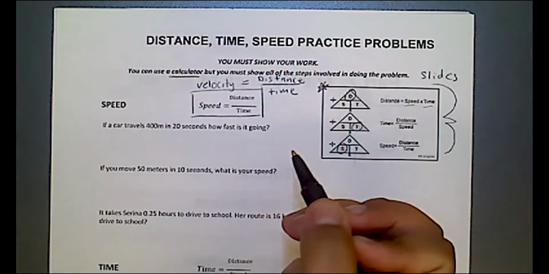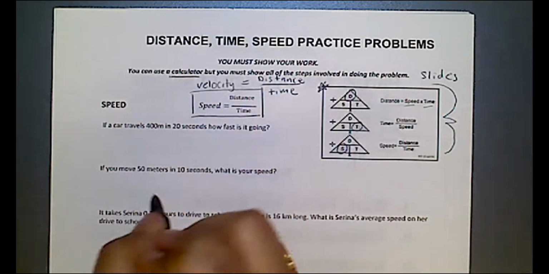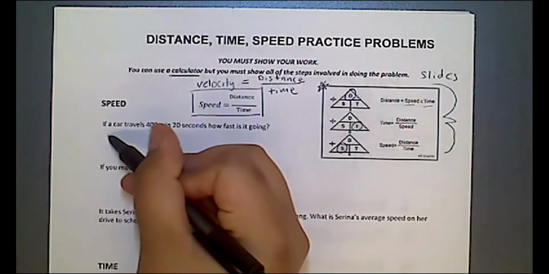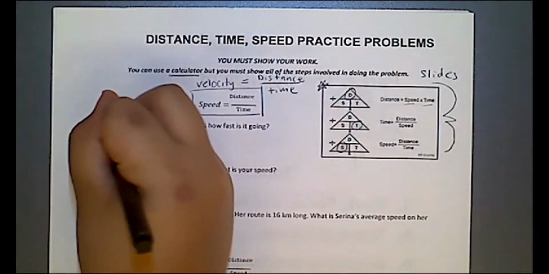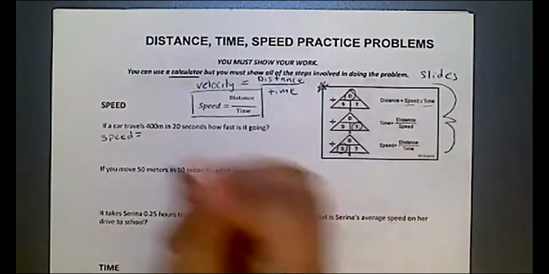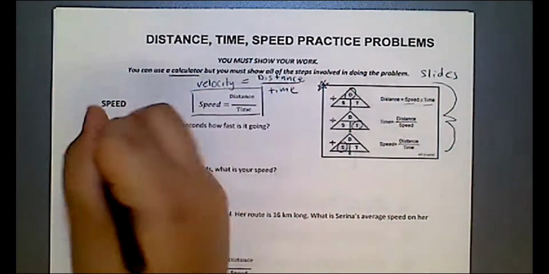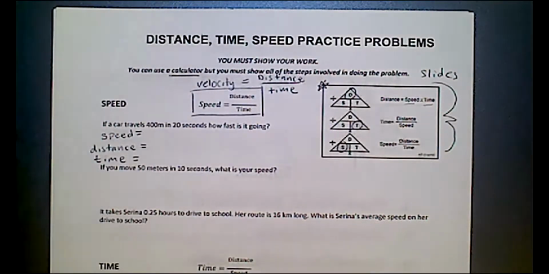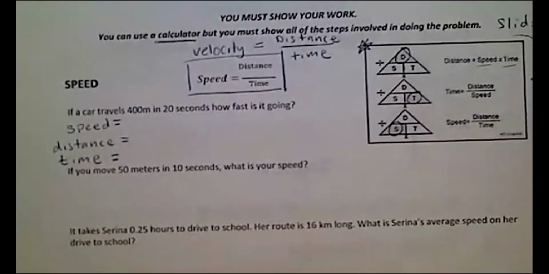I'm going to show you how I set up problems. Different people use different ways, and you just do whatever works for you. The way I solve physical science problems like this is I write all of my variables on one side. So I know that speed is equal to distance divided by time. So I'm going to write my 3 variables like that: speed equals, distance equals, time equals. That's going to be my first step.